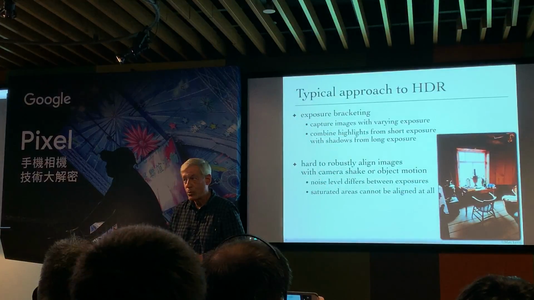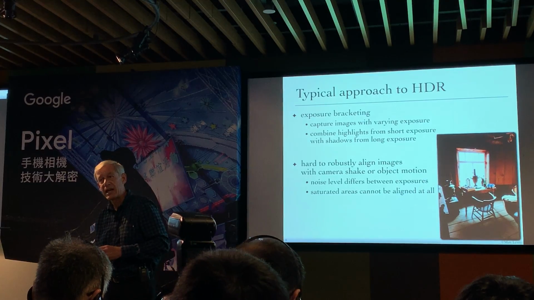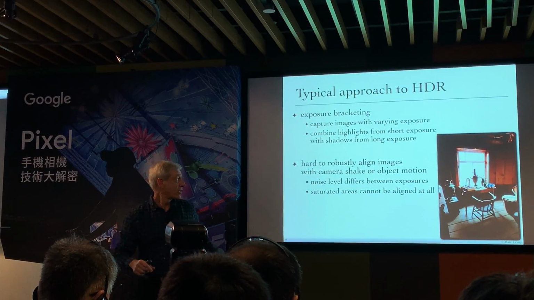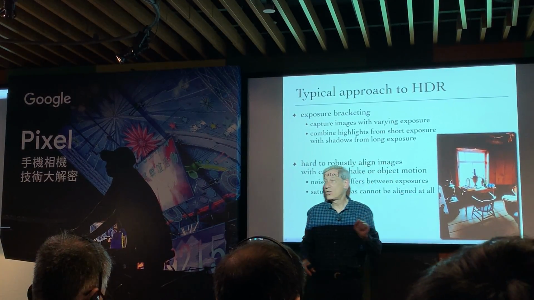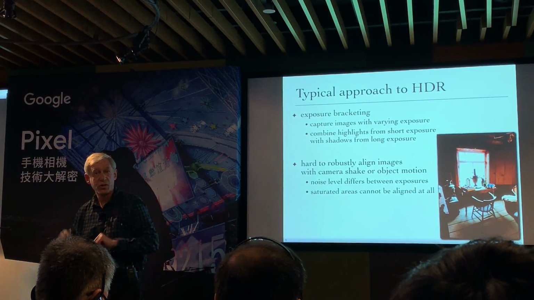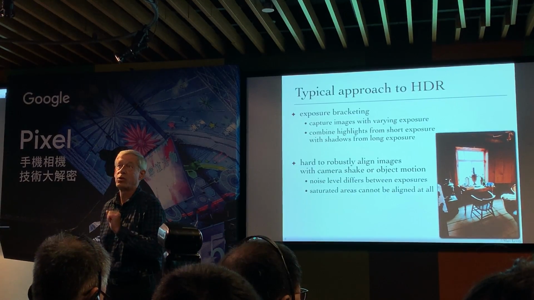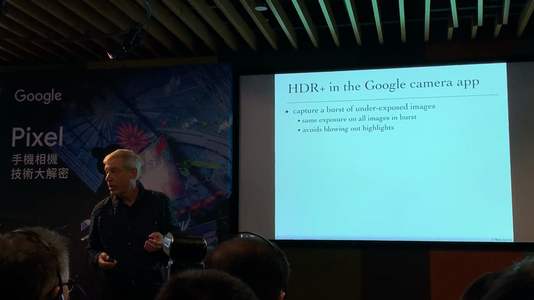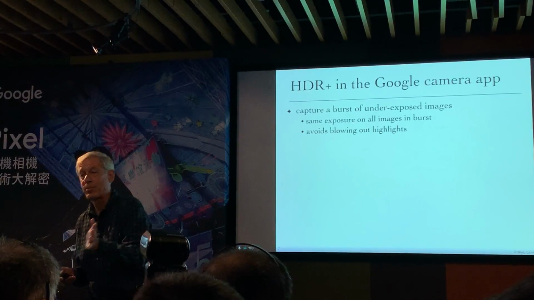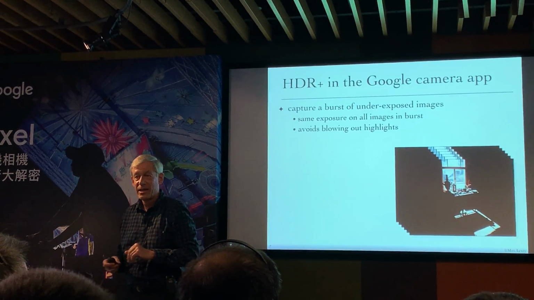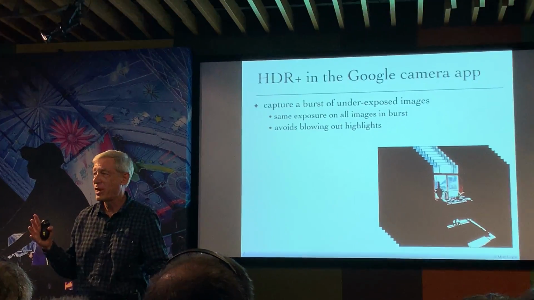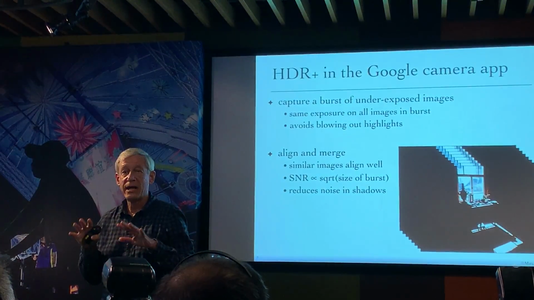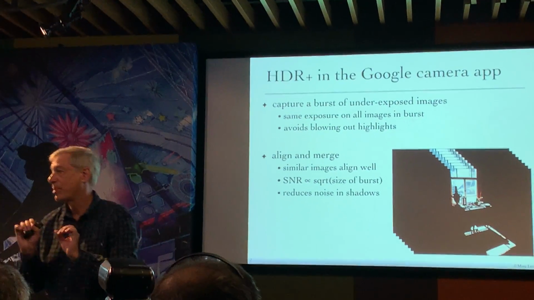And the problem with these is that it's hard to robustly align the images, especially if parts of them are completely white or saturated, like you can see here. And that leads to alignment errors and ghosts or double edges in the images. And we want to avoid this. So our technology is a little bit different. We instead underexpose every frame and capture all exposures of exactly the same frame length. That sounds like the wrong approach for high dynamic range imaging, but it actually works. By underexposing, we save the highlights, and then by aligning and averaging images, we clean up the shadows.